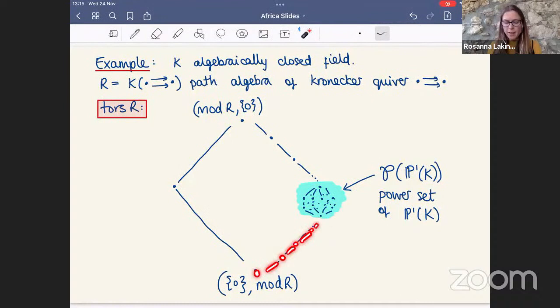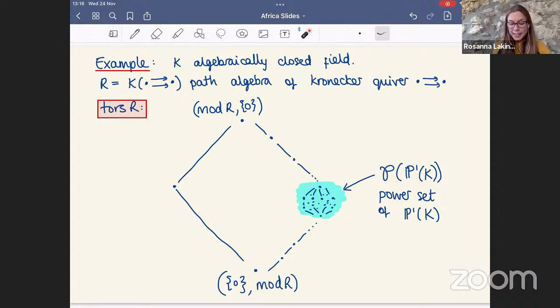And then in this part here that I've colored blue, I haven't drawn this, but this part of the lattice is isomorphic to the power set of the projective line P1 of K. So every torsion pair in this part of the lattice can be identified with a subset of P1 of K, and they're ordered in the same way that the subsets of P1 of K are ordered by inclusion. So this is the structure of the lattice, and we see that it has a nice shape, and we can describe it completely.